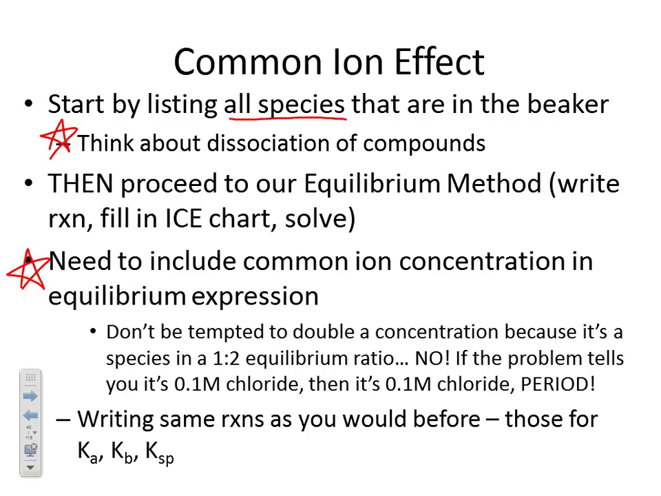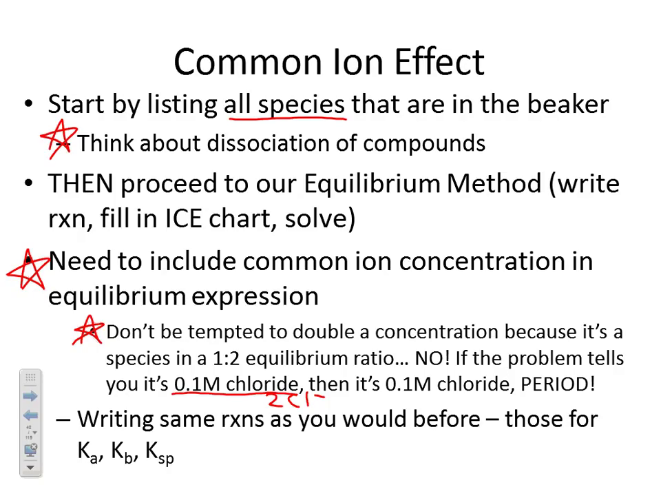Now, this is something that I see students make mistakes with frequently. Don't be tempted to double a concentration because it's a ratio of 1 to 2 in solution. Like if it tells you, in the example that I have right here, that the problem is 0.1 molar chloride, but let's say in the example reaction you had to write 2Cl⁻, that does not mean that you have 0.2 molar chloride. No, the problem literally tells you that you have 0.1 molar chloride. Yes, you need 2 of them in the balanced equation, but the problem tells you that you have 0.1 molar, so keep it as 0.1 molar. Don't go randomly doubling it because you don't have it doubled. You have 0.1 molar chloride. Okay, great.